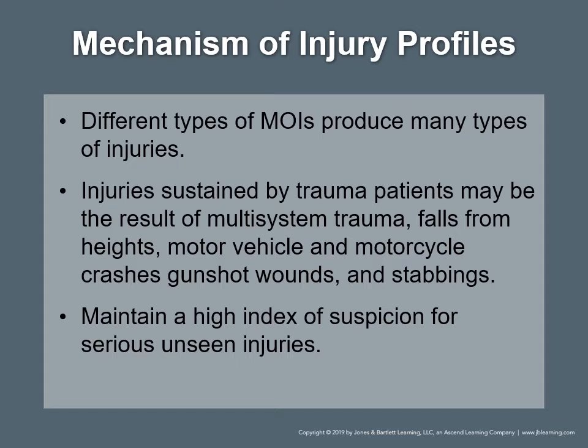Mechanism of injury profiles. Different types of MOIs will produce many types of injuries. Injuries sustained by trauma patients may be the result of multi-system trauma, falls from heights, motor vehicle and motorcycle crashes, gunshot wounds, and stabbings. Maintain a high index of suspicion for serious unseen injuries. Table 26.1 lists significant MOIs.